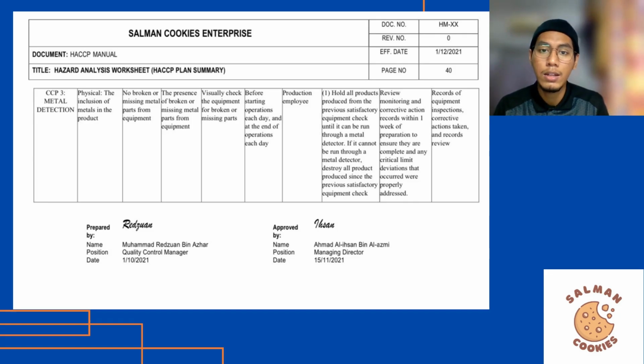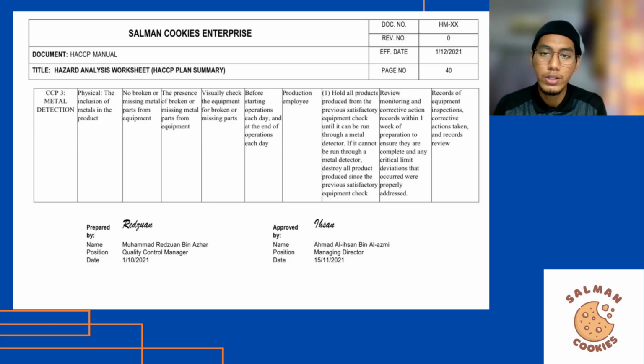And it must be done before starting the operation, and also at the end of the operation session of each day. And this must be conducted by the employees in the production section. So all the employees in the production section must conduct this inspection in order to eliminate any metal hazard inside the product itself.